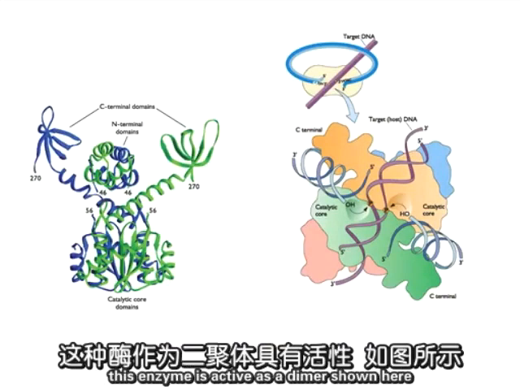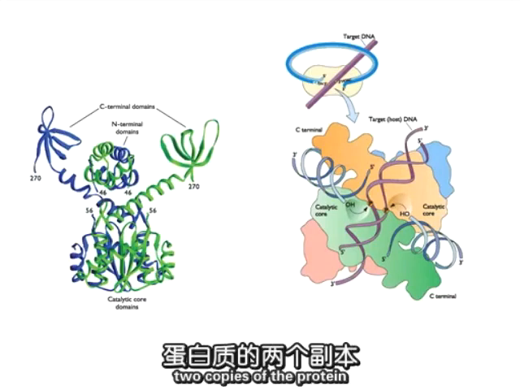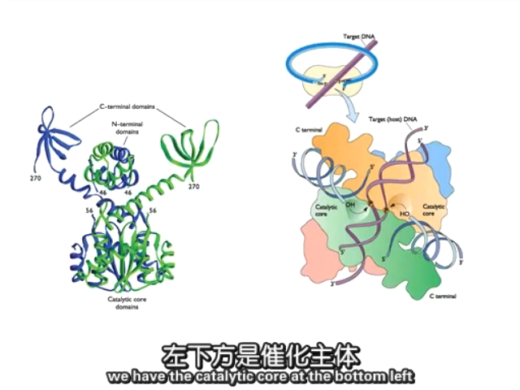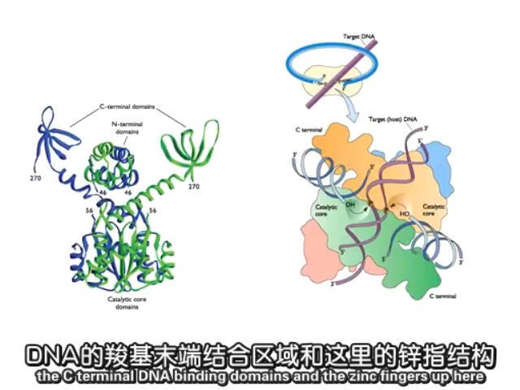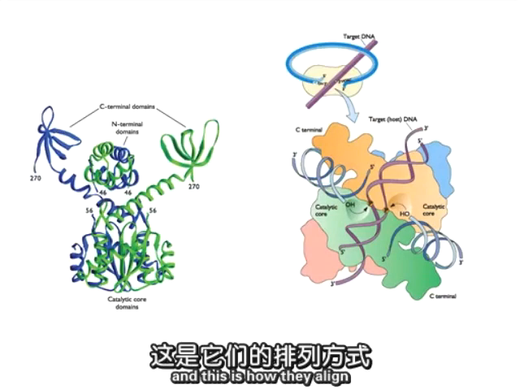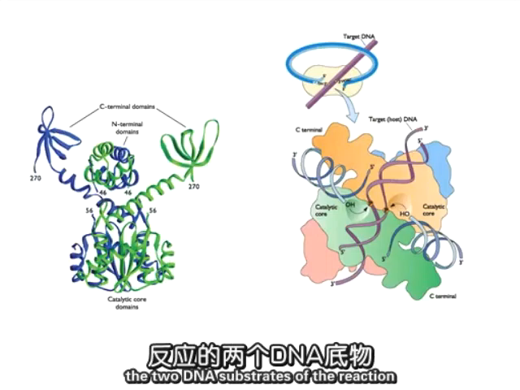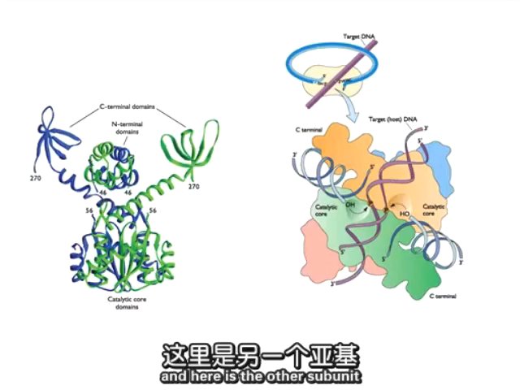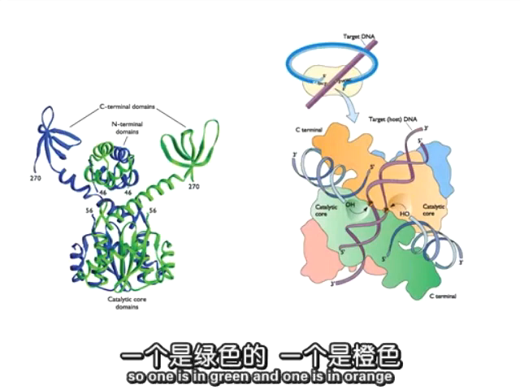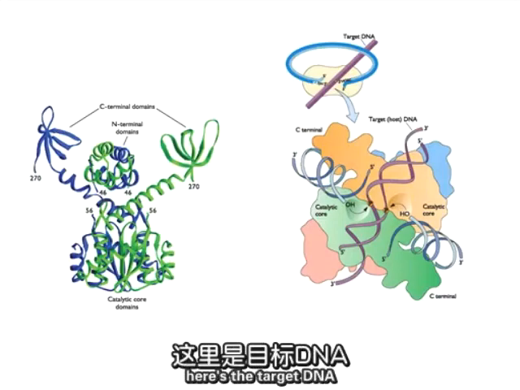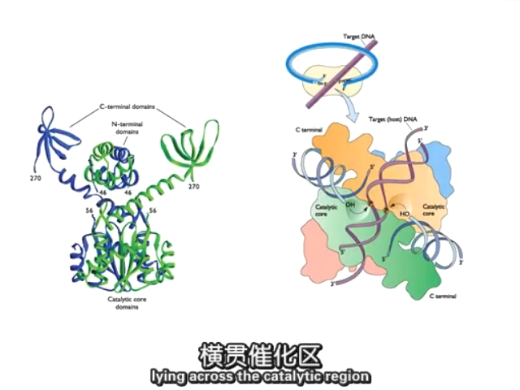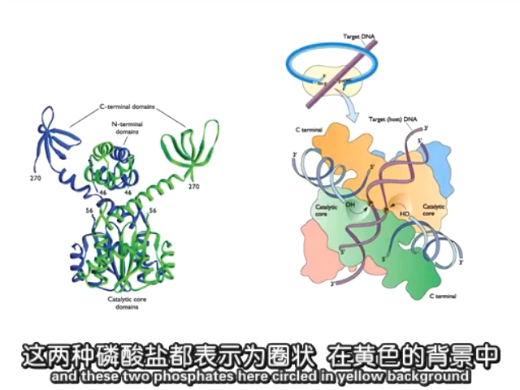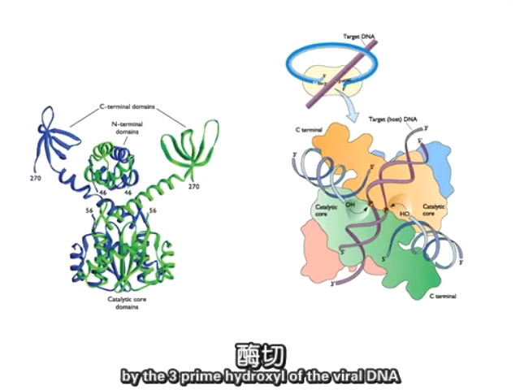This enzyme is active as a dimer, shown here, 2 copies of the protein. We have the catalytic core at the bottom left, the C-terminal DNA binding domains and the zinc fingers up here, and this is how they align the 2 DNA substrates of the reaction. So here's one subunit of integrase, and here's the other subunit. So one is in green and one is in orange. Here's the target DNA lying across the catalytic region, and these 2 phosphates here circled in yellow background are the ones that are going to be cleaved by the 3' hydroxyl of the viral DNA.